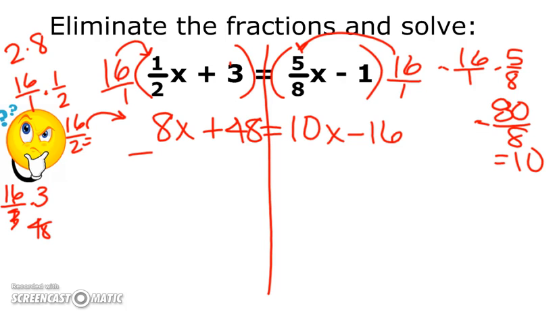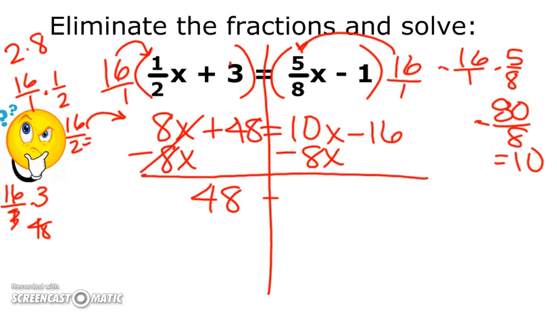I want to isolate my variable. Again, it does not matter which variable you move as long as you remember the rules. I like to move the variable where I know it's going to stay positive. So minus 8x, minus 8x. And why did I do minus 8x? Because it's the opposite or inverse operation.